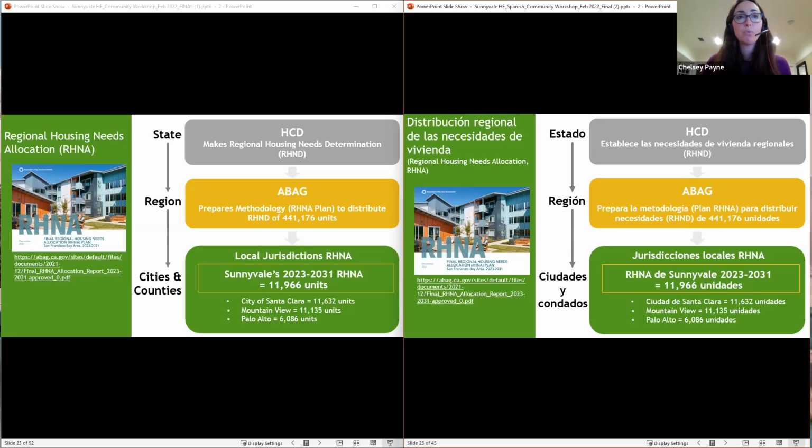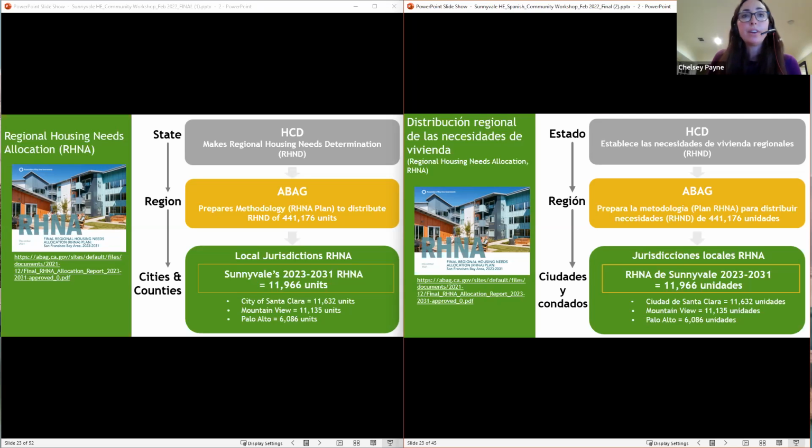And this process is called the RHNA, R-H-N-A. HCD assigned the ABAG region, the broader Bay Area region, over 440,000 housing units that are to be accommodated over the roughly 8-year planning period for this housing element. And based on the final methodology that was adopted by ABAG, Sunnyvale's portion of that broader regional housing need is about 12,000 housing units. 11,966 units have been assigned to the city of Sunnyvale. So this is the number of units that the city needs to plan to accommodate in this housing element update.